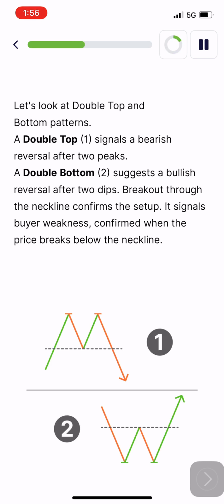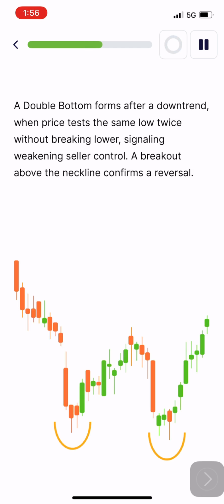A double top signals a bearish reversal after two peaks. A double bottom suggests a bullish reversal after two dips. Breakout through the neckline confirms the setup. It signals buyer weakness, confirmed when price breaks below the neckline. A double bottom forms after a downtrend, when price tests the same low twice without breaking lower, signaling weakening seller control. A breakout above the neckline confirms a reversal.